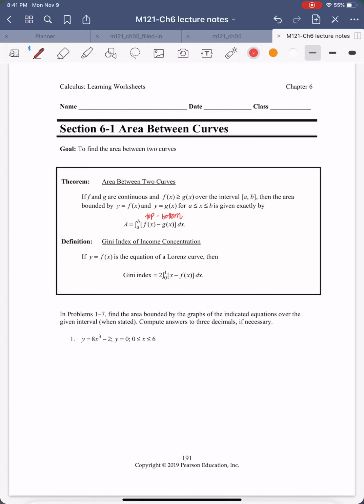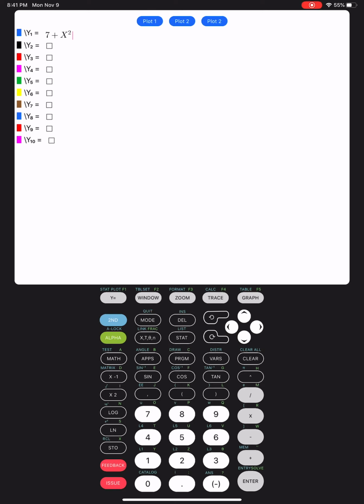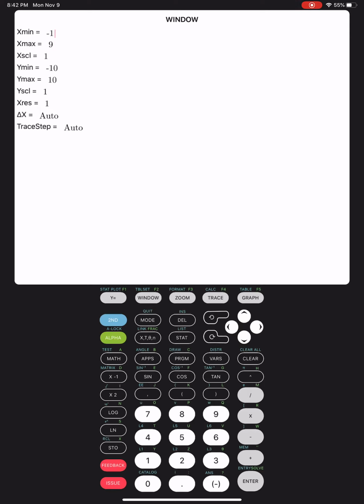Now first, you have these two functions, f and g. We have to decide which one is the top function and which one is the bottom function. So I'm going to graph using the graphing calculator. We have 8x cubed minus 2, and then the second one is y equals 0. And then we want to look at from 0 to 6. Let's graph it.